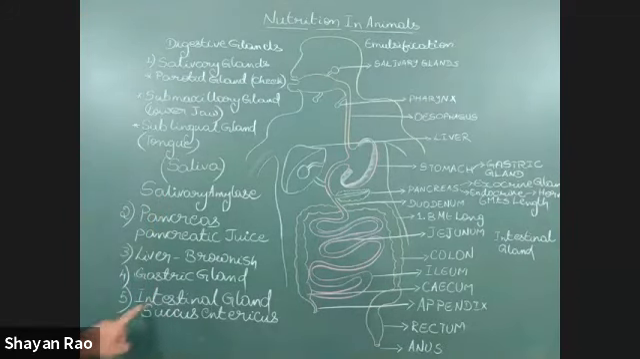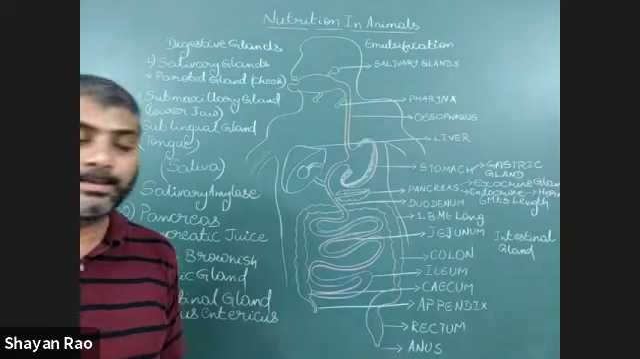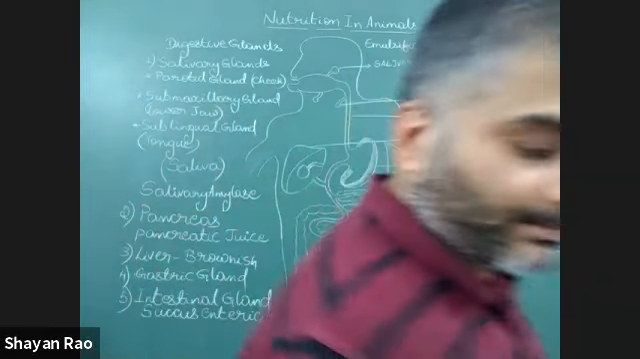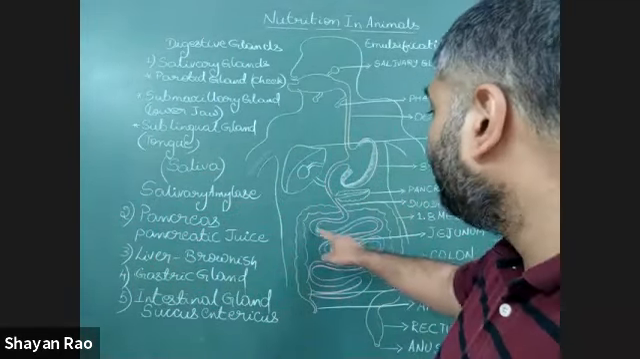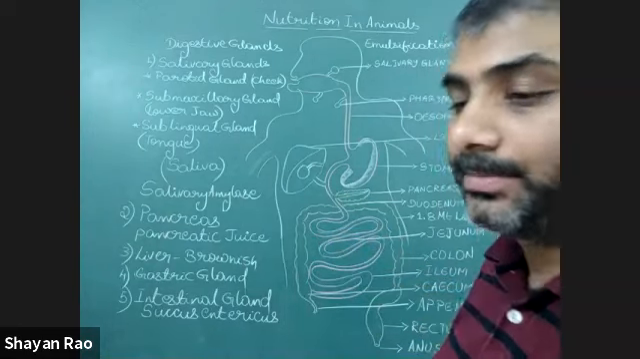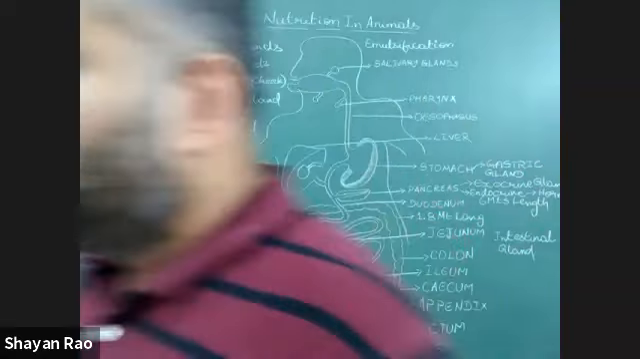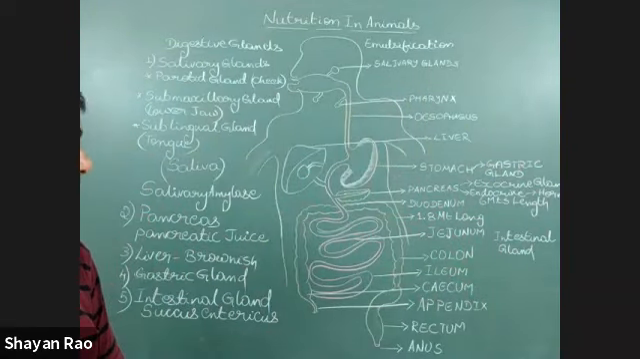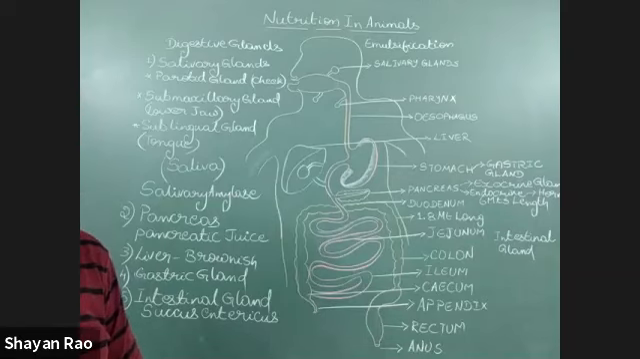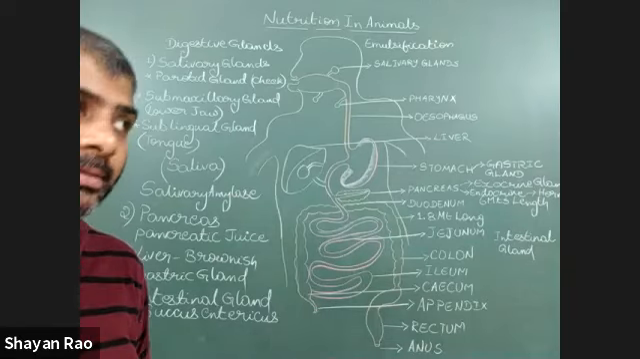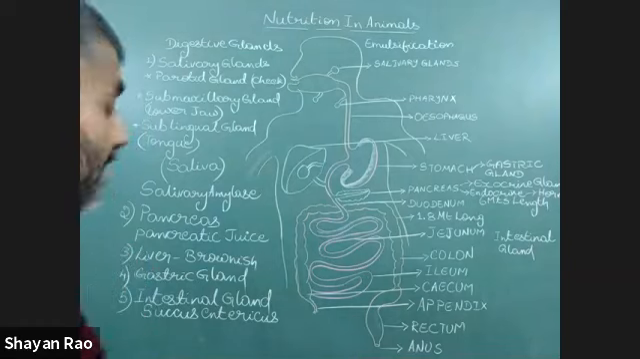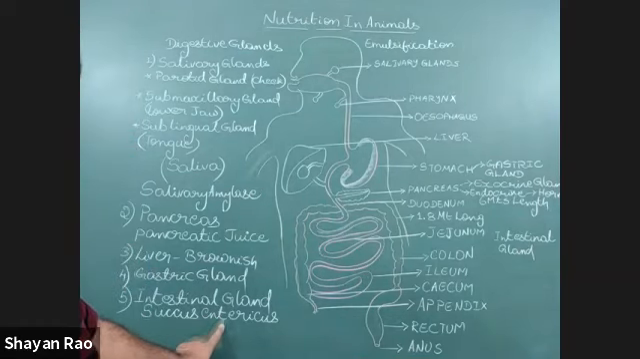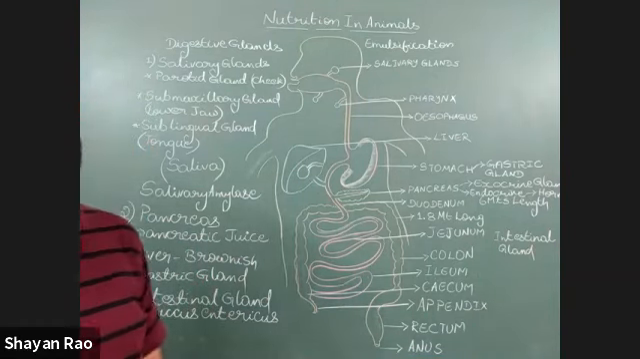Next, last one. Intestinal gland. Intestinal gland is lining the part of the small intestine, and it secretes intestinal juice called succus entericus.